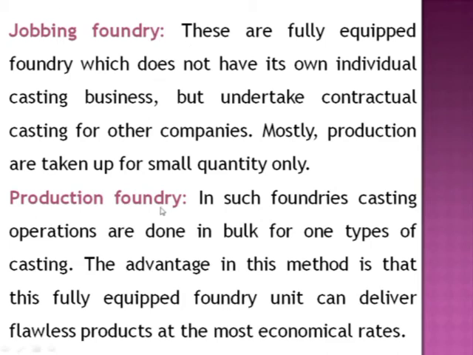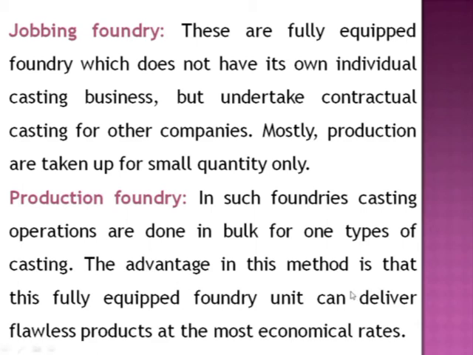Now, the production foundry. In such a foundry, the casting operations are done in bulk for one type of casting. When you have mass production, more than enough parts to produce, at that time the production foundry comes into the picture. So when you have bulk production, whatever thousands and lakhs of parts you need to produce, the same design part is manufactured in the plant, and it is called a production foundry.